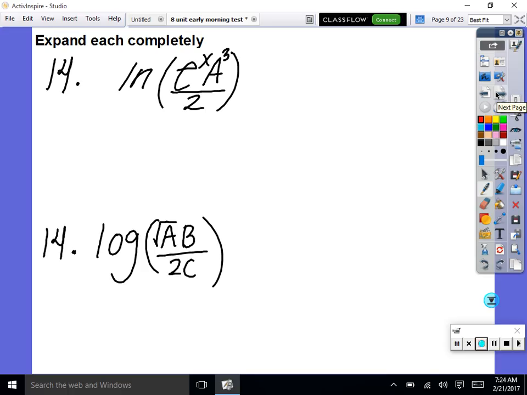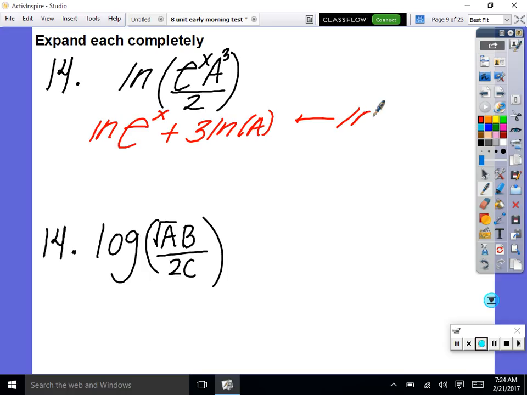Okay, what about this one? ln of e to the x. So let's just maybe do this one. So that was ln of e to the x plus 3 ln of a, right? Minus ln of 2. Now, do any of those simplify? Oh, that again. So doesn't x drop down? Okay, just make sure you do that, if possible.